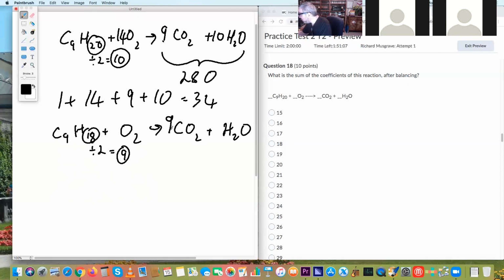So I go ahead and I put 9 here, and then I put 9 here, because I've got 9 times 2 is 18. And now if we look at the oxygens, we've got 18 plus 9 is 27, which isn't even. So I have to balance these oxygen O2s over here, I do 27 over 2, which means that I need to multiply everything by 2 to get rid of that fraction.